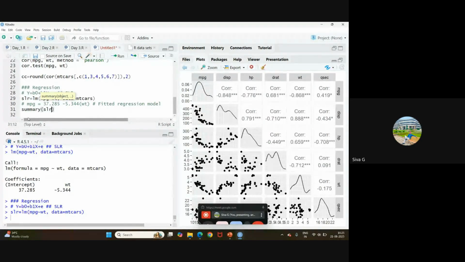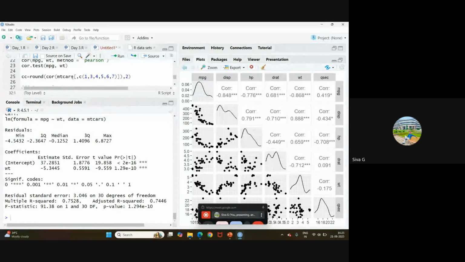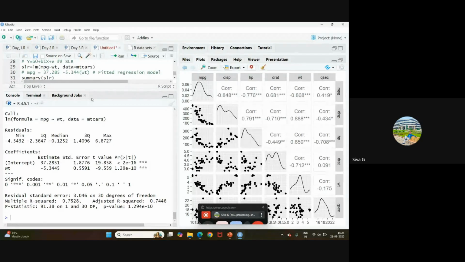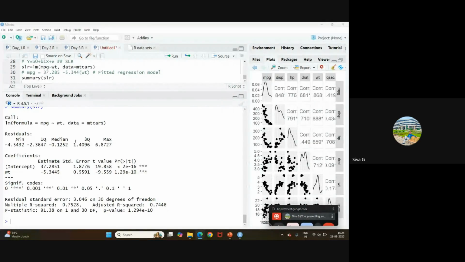SLR. So the summary of SLR: if I click, then you will get the full description about your model. I have executed this one, summary. Now see, sir, I performed the summary. This is the method of how I performed it, and these are the residuals.